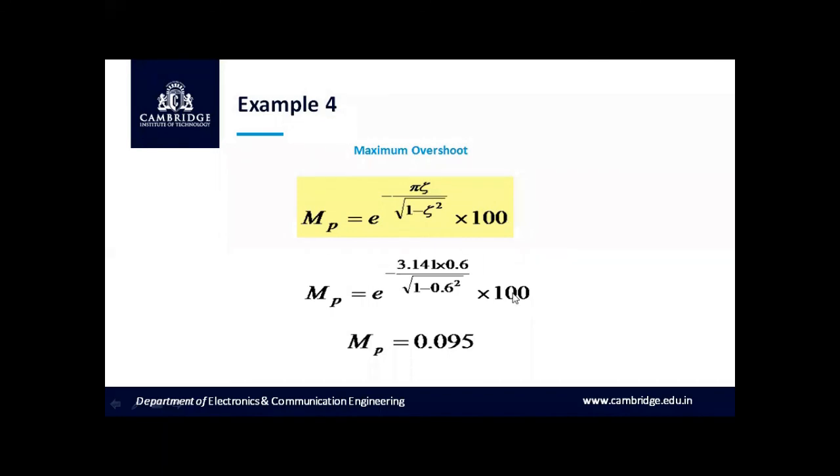And finally, we can obtain the maximum peak overshoot. MP is equal to e to the power of minus pi zeta divided by square root of 1 minus zeta square into 100. Once after substituting the value of zeta, we can obtain the maximum peak overshoot as 0.095.